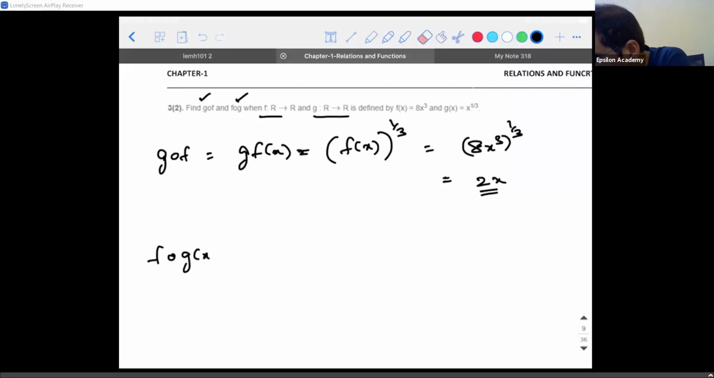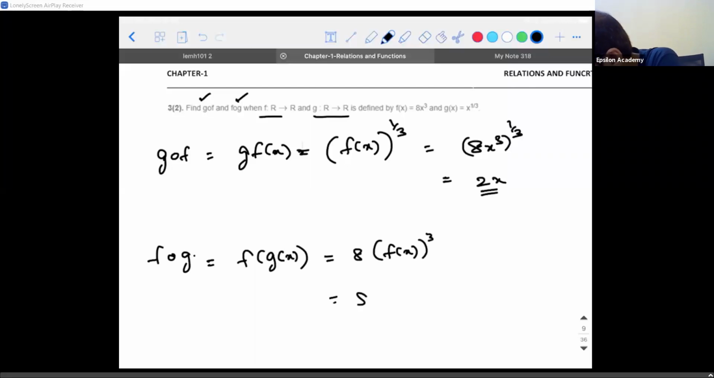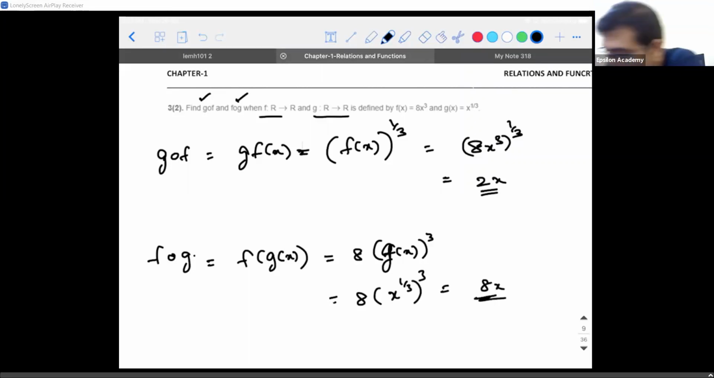So f circle g of x. F circle g is how much? F of G of x. 8 into g of x the whole cube. G of x is x power 1 by 3, and the whole cube. So 8x. Okay, so simple one.